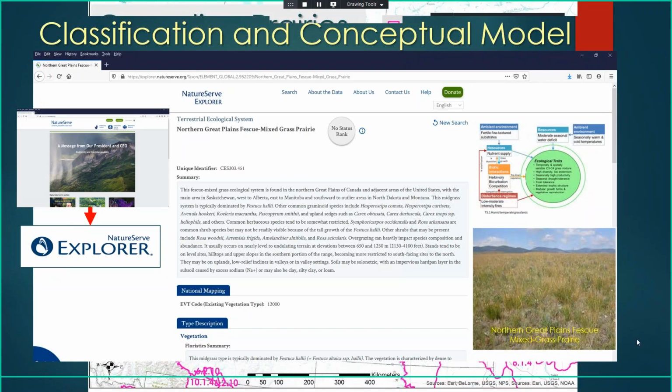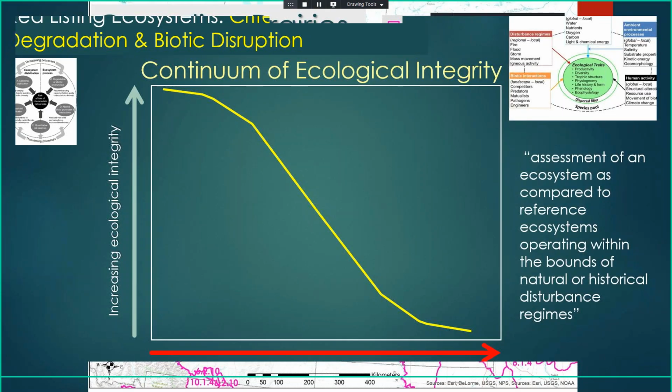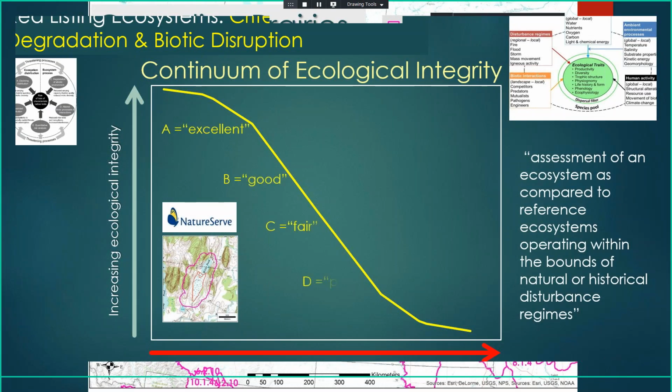Okay, there we go. And we need to understand, build a bit of a conceptual model of how we understand that ecosystem to function. What are relevant factors that come into play when we want to think about how this ecosystem is degraded or there are biotic disruptions. Some folks might recognize NatureServe, the Natural Heritage Network, the CDCs.